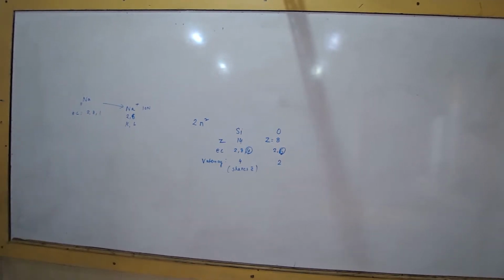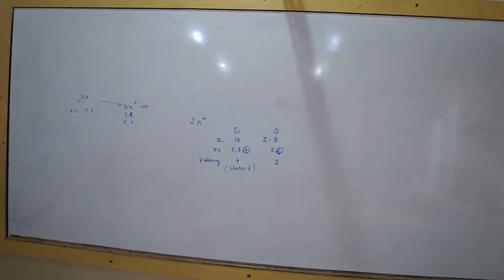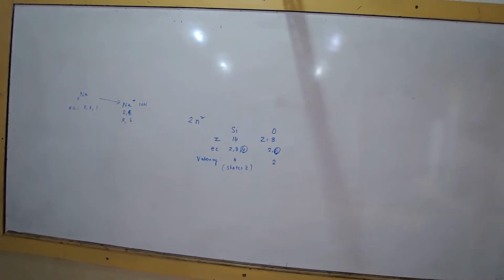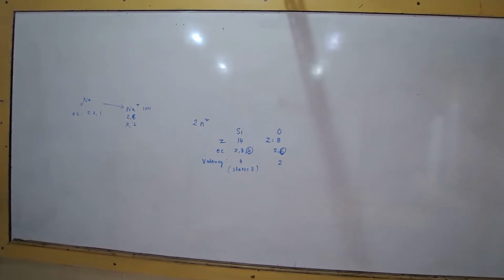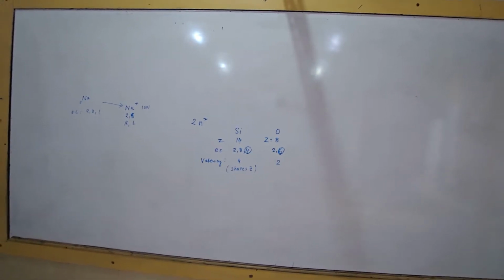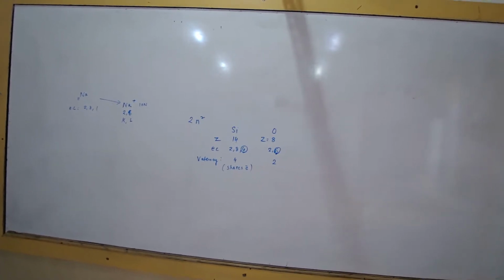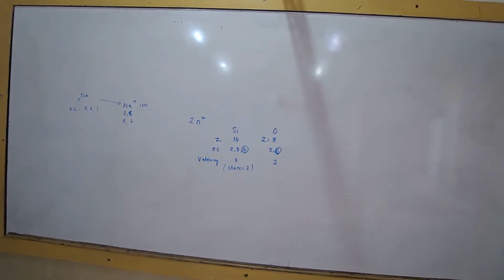Question number 6. Summarize the rule for writing the distribution of electrons. The full chart is already there. You know which chart? This chart is there. This is your question number 6. Okay, the first 18 elements, you have to write it at home. This is your homework.